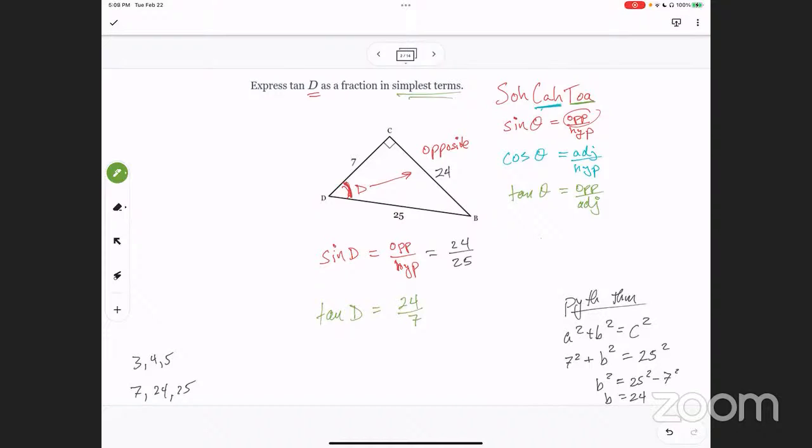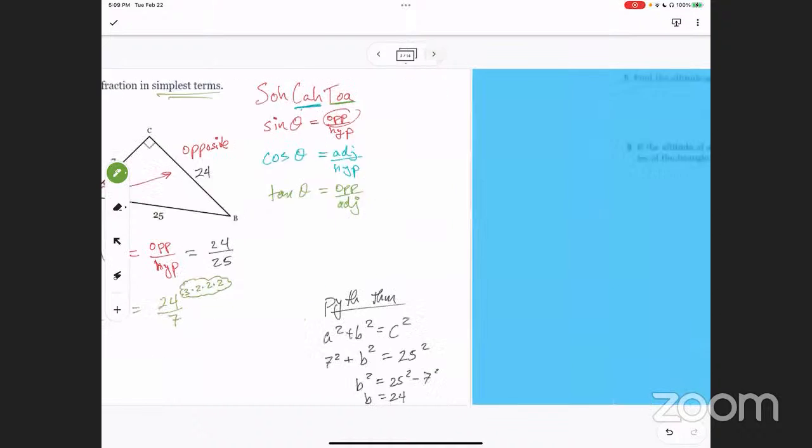And the reason I know it doesn't is because 24 is equal to 3 times 8, which is 3 times 2 times 2 times 2, and 7 is already prime. So nothing's going to cancel. So I know that that's simplest terms. That's what I'm thinking in my head. Okay, good. Moving on.